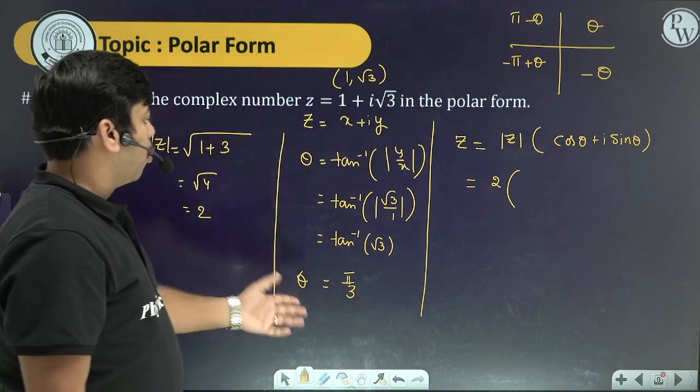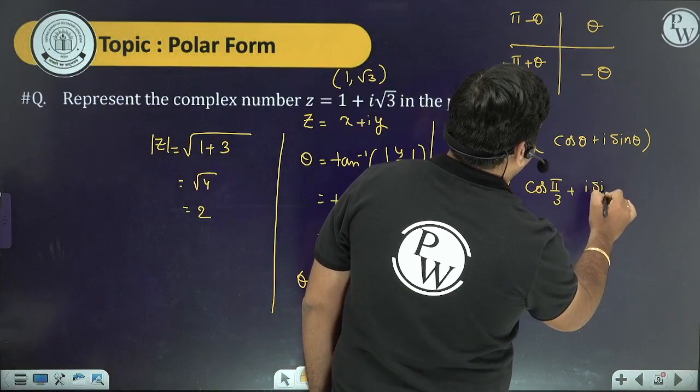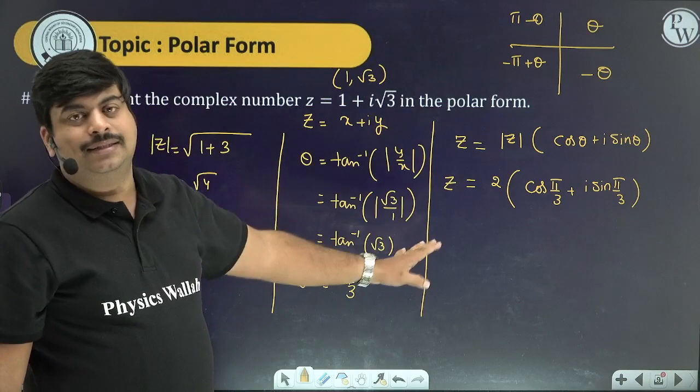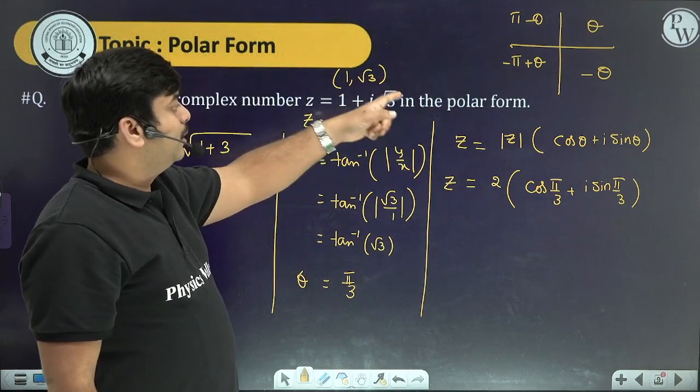cos pi by 3 plus i sin pi by 3. You may ask me, sir, should we solve this further? People, if you solve this further, you'll again get the same answer, 1 plus i root 3. So don't solve that. You need to leave it like this. That itself is the polar representation. The question asked to write 1 plus i root 3 in the polar form. Yes, that's correct.